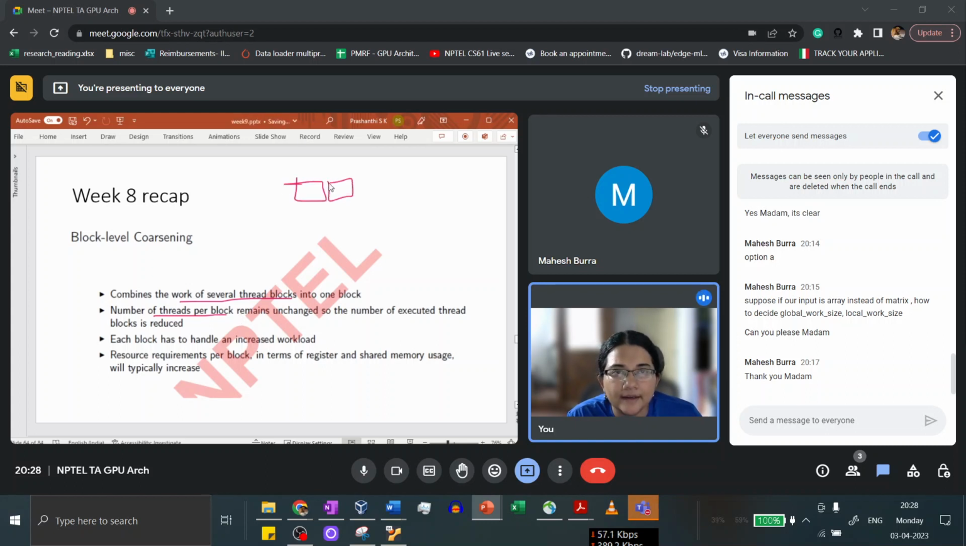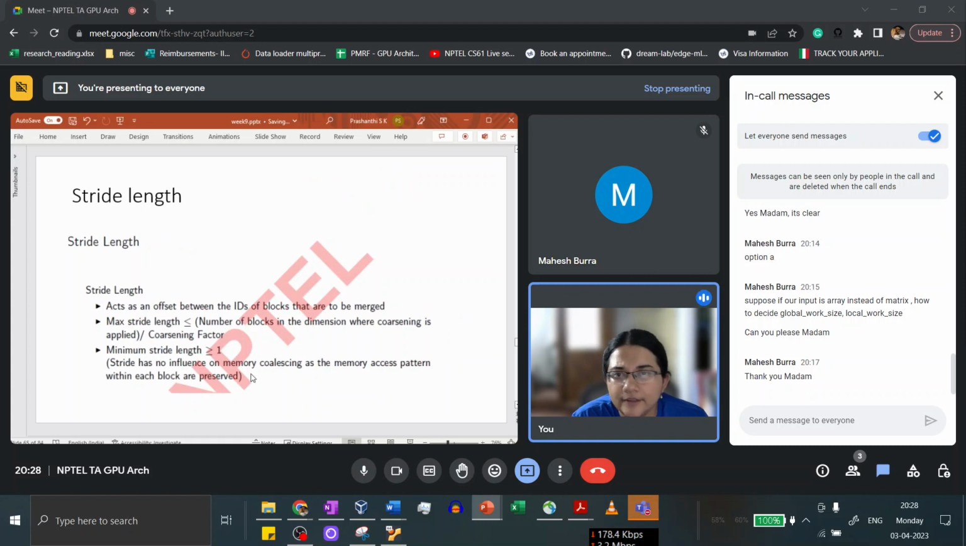Let's say we had 4 blocks. If the coarsening factor is 4 for block level coarsening, now you have one block doing the work of 4 blocks. But let's say we had 4 threads per block in all of these, we are still going to have 4 threads per block. Now, resource requirements per block will typically increase, obviously, because you are doing the work of 4 blocks in one block. So you're going to increase your register usage and shared memory usage. This is block level coarsening.